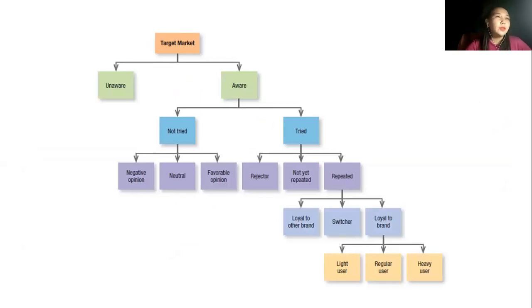Ayan, so yung target market, pwedeng aware and unaware. So pag aware siya, not tried. So, kapag not-tried, negative opinion, neutral, favorable, or sabi mo, hostile, enthusiast, and then not-tried is indifferent ba siya, hostile, or negative. Pag tried, indifferent ba siya, enthusiastic, or satisfied, or something like that. So, pwede mo siyang paghalu-haluin na parang pwede mo siyang gawin structure, right?